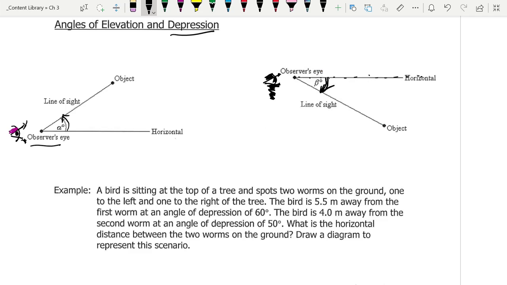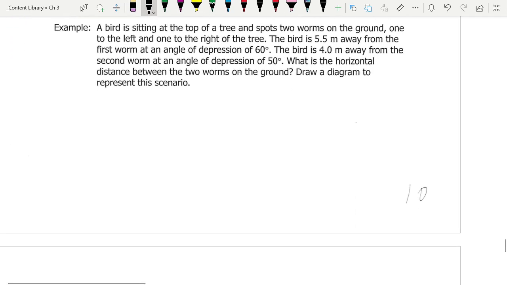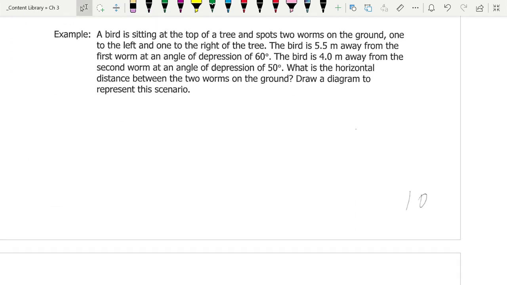So, here is the problem. A bird is sitting at the top of a tree, spots two worms on the ground, one to the left and one to the right. So here's the bird. The bird is very round. And he's looking to the left, he's looking to the right. We're going to assume that the tree grows straight out of the ground.